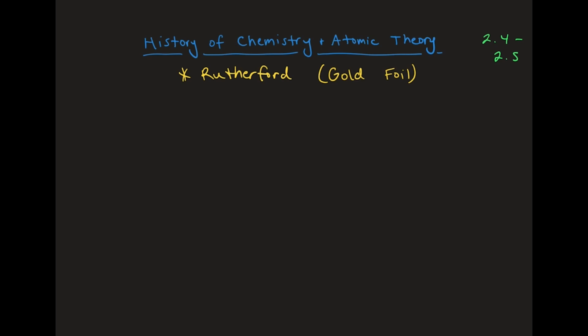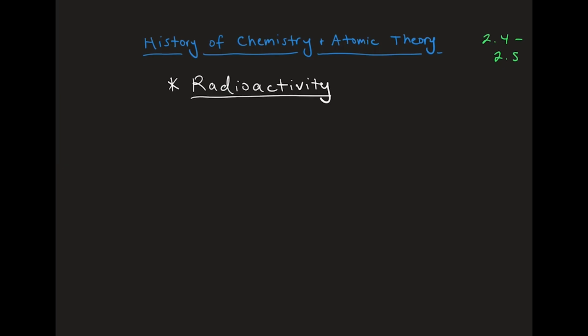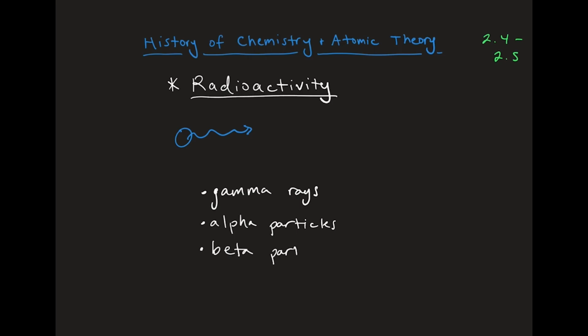The last experiment and scientist we'll be covering is Ernest Rutherford, who's known for his gold foil experiment. In order to fully understand this one, we'll first have to get a brief understanding of radioactivity. Certain heavier elements can spontaneously emit radiation. There are 3 main types of radiation that we'll be covering, and those are gamma rays, alpha particles, and beta particles. And these are denoted with these symbols.